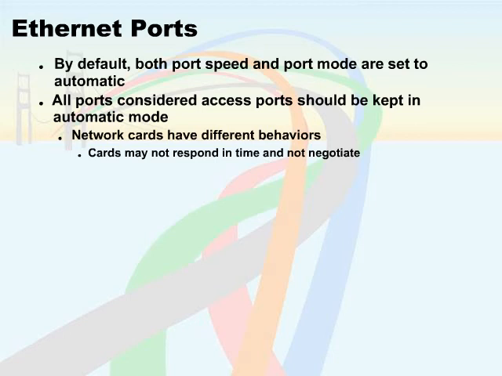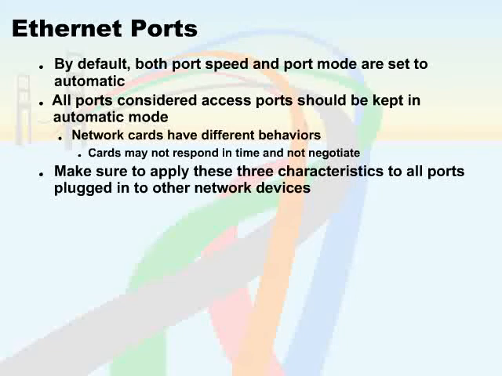In this case, I may eliminate connectivity for a person who is plugging into a switch by hard coding the port modes. So effectively, what you want to do with the identification, the speed, and the port is to make sure that you apply these three characteristics to any ports which are going to be plugged into other network devices, such as routers or switches. That's normally where we want to limit the Ethernet port configuration.